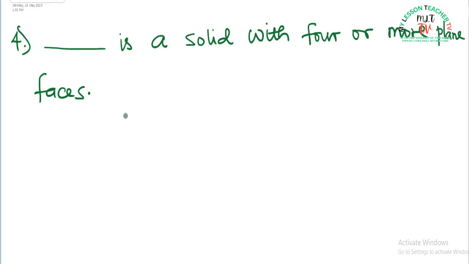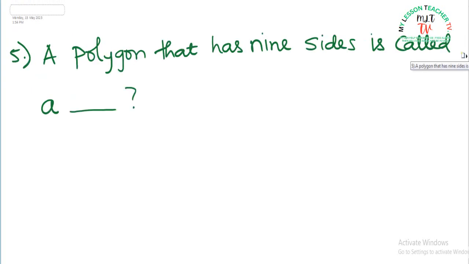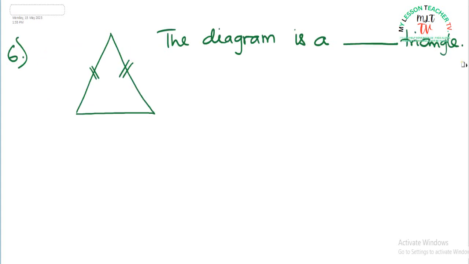So we have polygon of degree 4, polygon of degree 5, polygon of degree 6, and so on and so forth. So this is said to be a polygon. Question 5 says, a polygon that has 9 sides is called what? It is called a nonagon. A nonagon is a polygon with 9 sides, while a polygon with 10 sides is called a decagon. 8 sides we have an octagon, and so on and so forth.